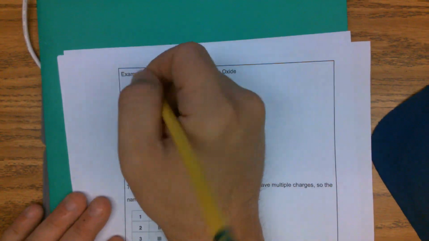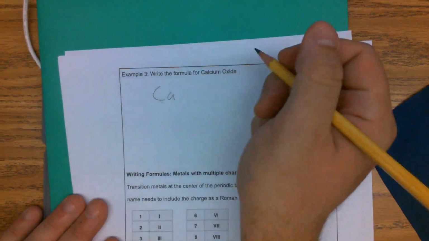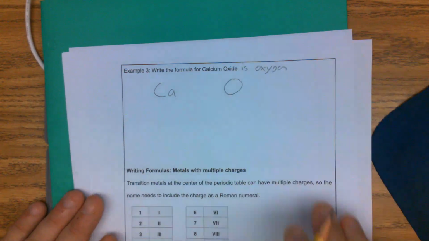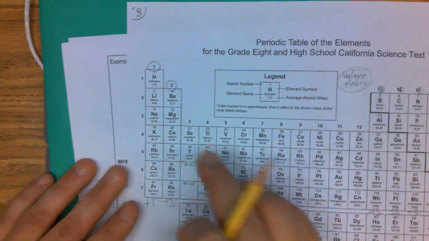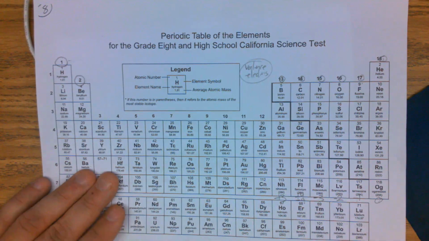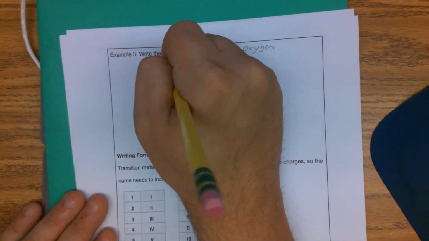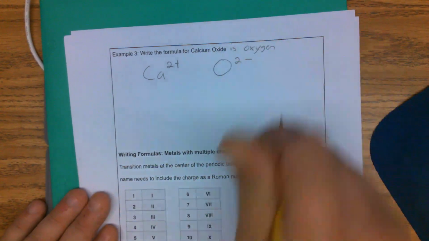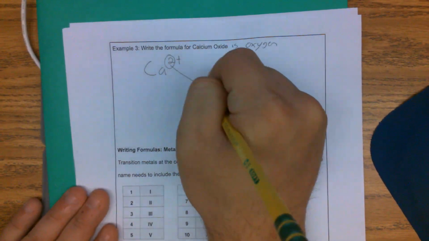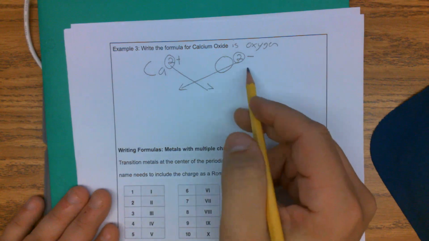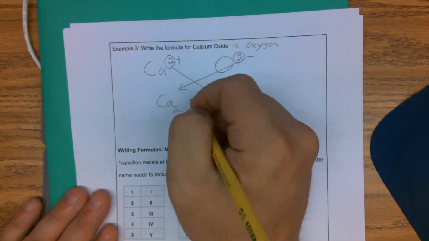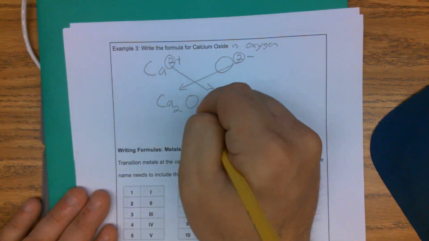All right, last one, we're going to look at calcium oxide. Calcium oxide is going to have a formula of Ca and O. Oxide is oxygen. So calcium is going to have a charge of +2. Oxygen is going to have a charge of -2. We do our crisscross method. So Ca, the 2 from here comes down here. Oxygen, the 2 from here comes down here.